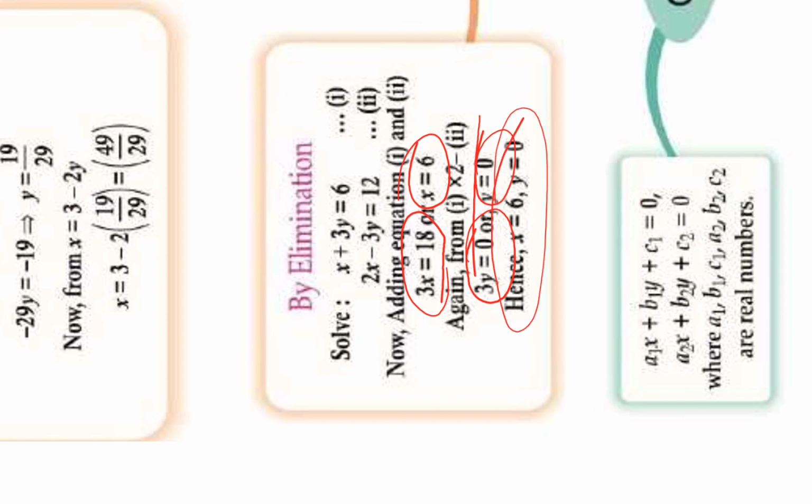Here we have to eliminate one variable. Here 3y and minus 3y will get cancelled. You will get x equals 6 and y equals 0.